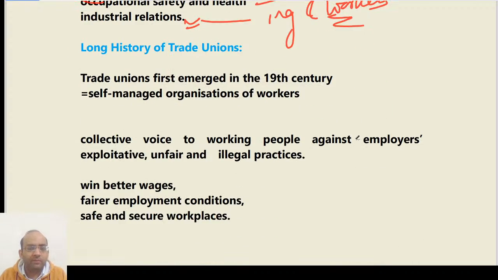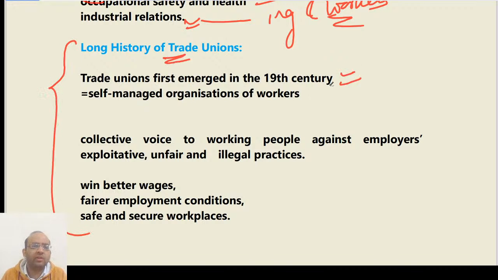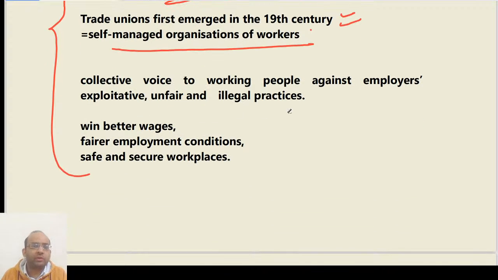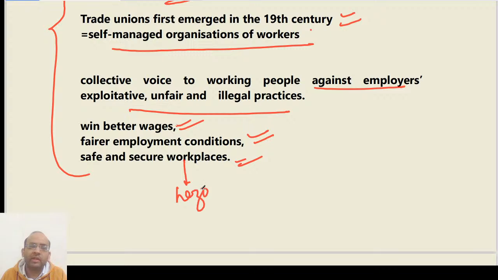So let me give you a brief. I have told you the concept of trade unions. Now giving you the history of trade unions. It emerged in the 19th century as a self-managed organization of workers. Why it has emerged, I have already explained. It gives a collective voice to working people against employer exploitative, unfair and illegal practice. Already explained. To get better wages, employment conditions, and a safe and secure workplace. Because these machines sometimes become hazardous to their life.